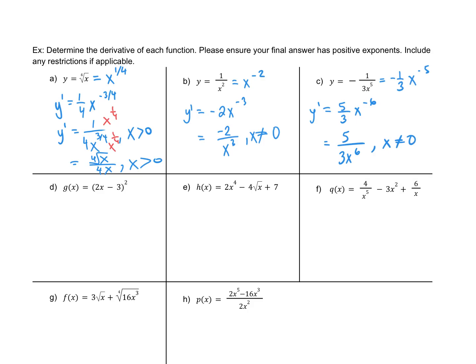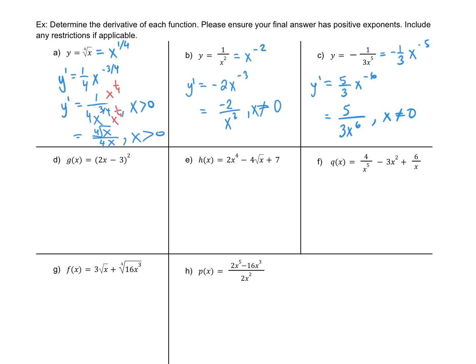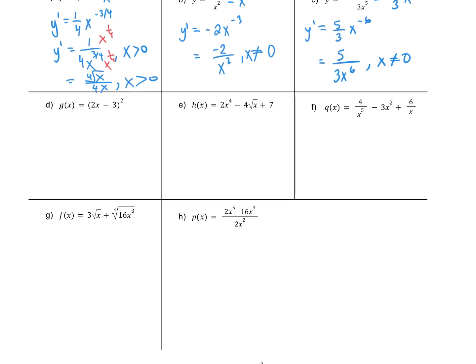Now, the next one, I have a bracket to the power of 2, and again, we're going to have a rule of how to find this derivative, but we don't know it yet. So I'm going to have to expand and simplify this. So 2x minus 3 times 2x minus 3 is 4x² minus 6x minus 6x again, so minus 12x plus 9. And now I'll take the derivative, because this is just a nice little power rule. 8x minus 12.